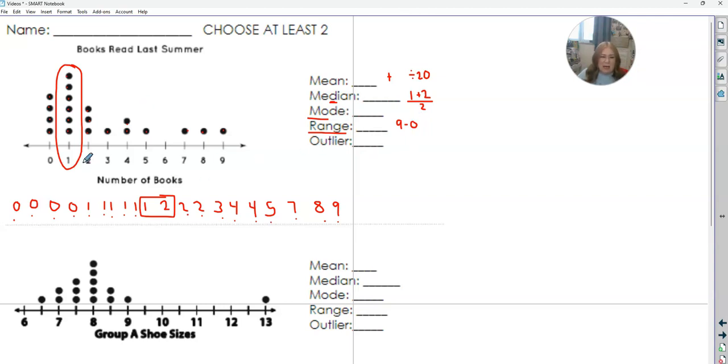And then the outlier, right, there's a gap, but right, 5 is close to 7, 7 is close to 8, 8 is close to 9. So there is no outlier. These happen to not have an outlier. They're like each other. So there you go.